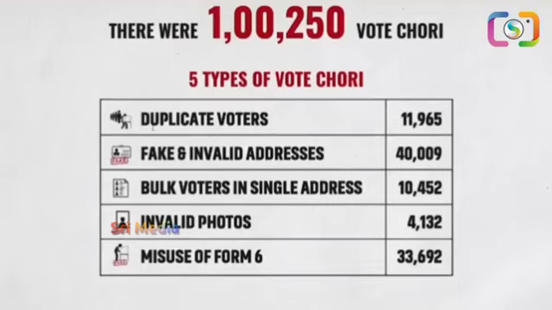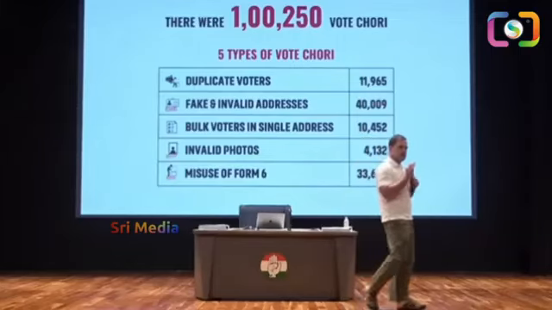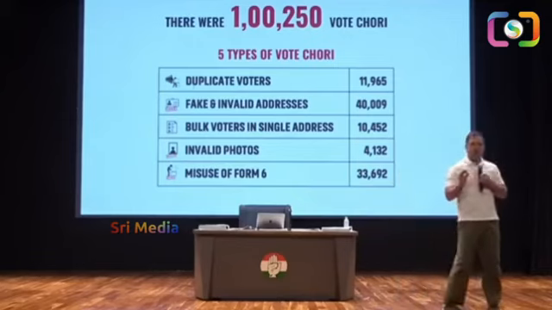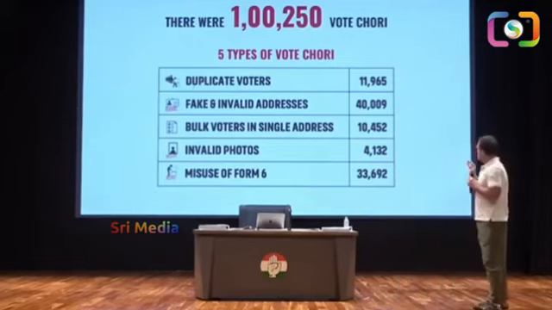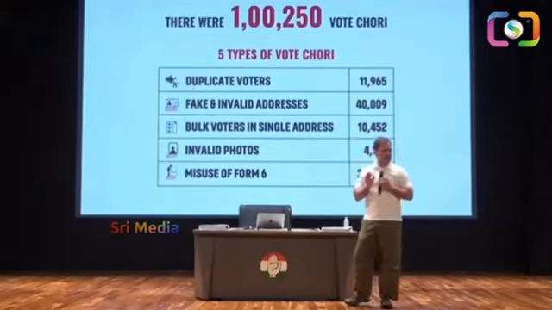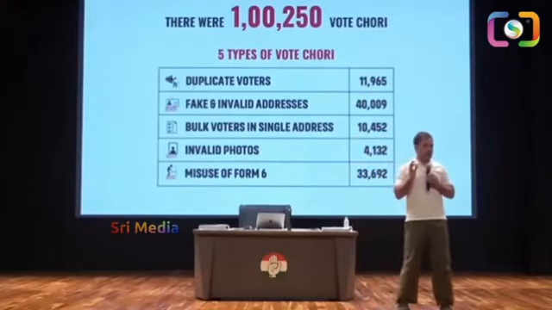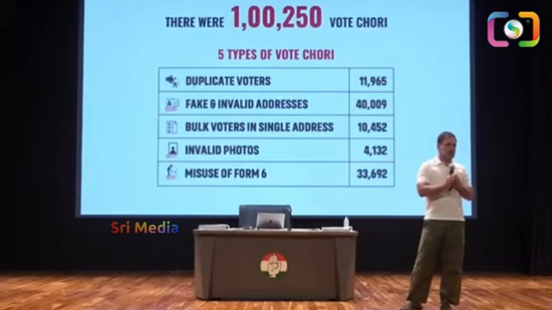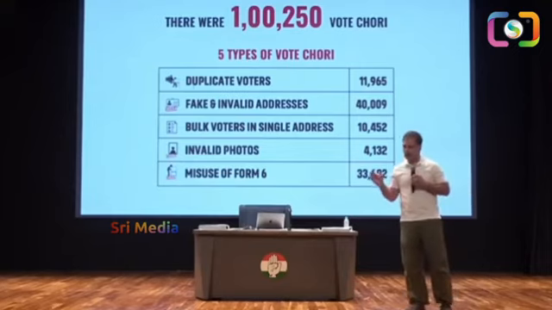What is the total number in the assembly? Total number of votes? So out of 6,50,000 total votes in the assembly of Mahadevapura, 1,250,000 votes were stolen. They were stolen in 5 different ways. The first way, duplicate voters. One voter appearing multiple times on the voter list.